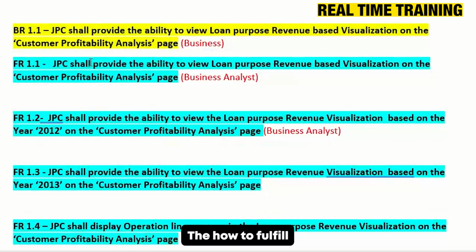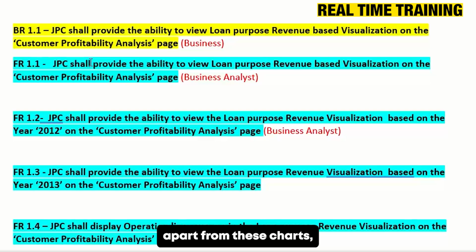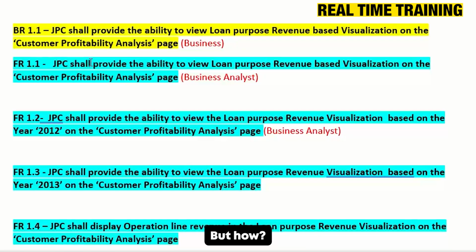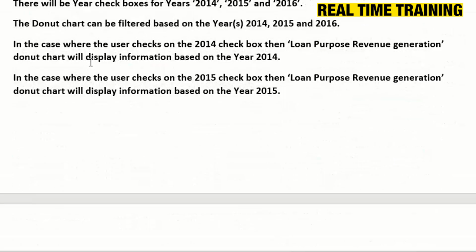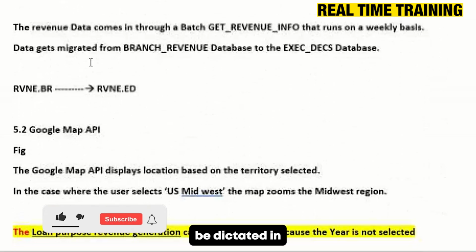The how to fulfill that requirement, whether it's a donut chart or a pie chart or a bar chart or maybe something else apart from these charts, but it is a chart. They have said it is a chart. We need something in a visual format. That's it. But what kind of visualization, how and what, must be answered by the development team. And that should be dictated in the design document.